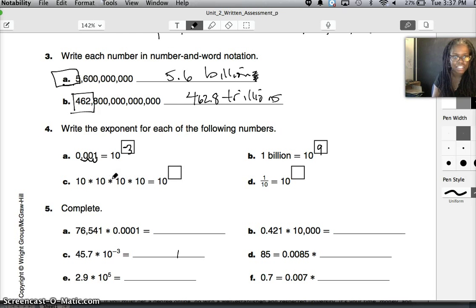Here, we see that 10 times itself 4 times would simply be 10 to the 4th power. And over here, another way of writing 1 over 10 is 0.1, because that's 1/10 and that's 1/10. And we know that that's -1 power.